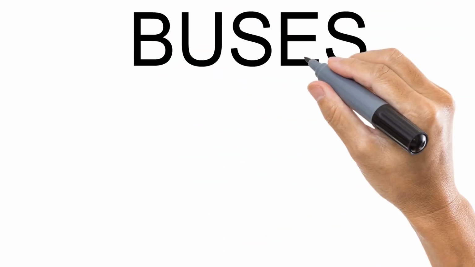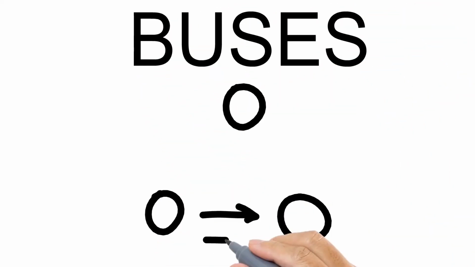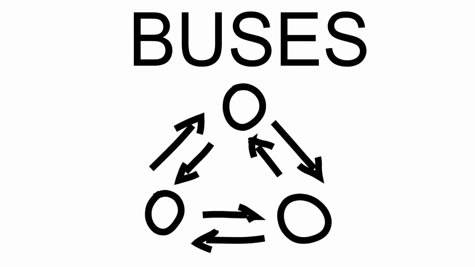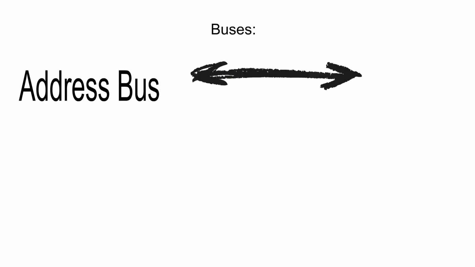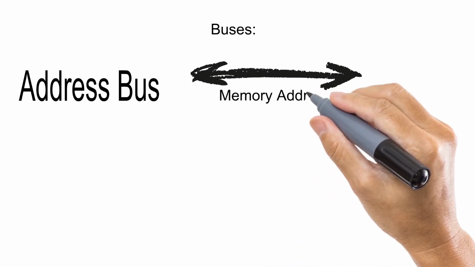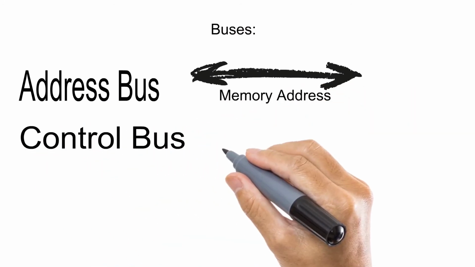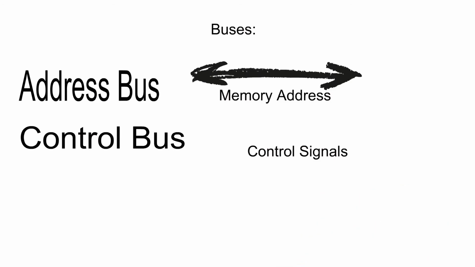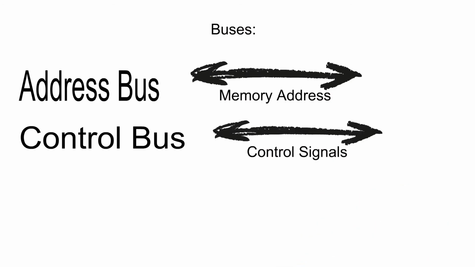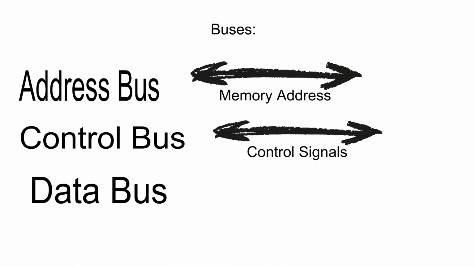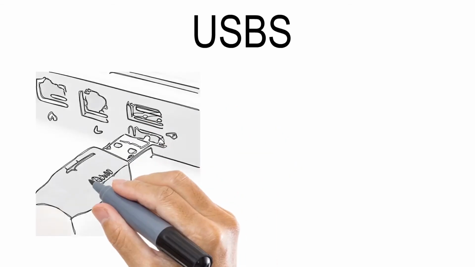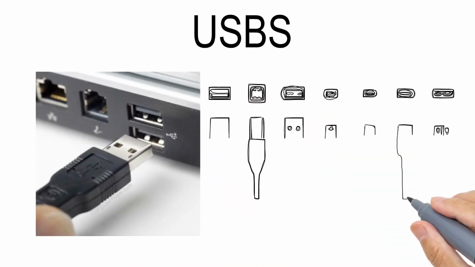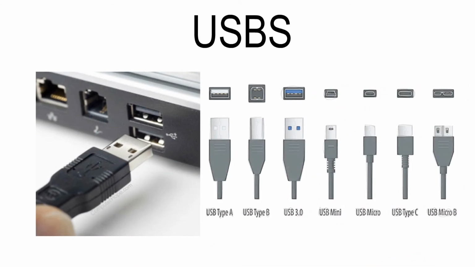Buses are basically sets of wires that transfer data and signals from one component to another. There are mainly three types of buses, namely the address bus that carries memory addresses from the CPU to the other components, the control bus that carries control signals from the processor to other components, and the data bus that carries data between the processor and other components. USBs or universal serial buses are a type of connectivity that offers huge flexibility and can be used to connect any kind of device to the computer.